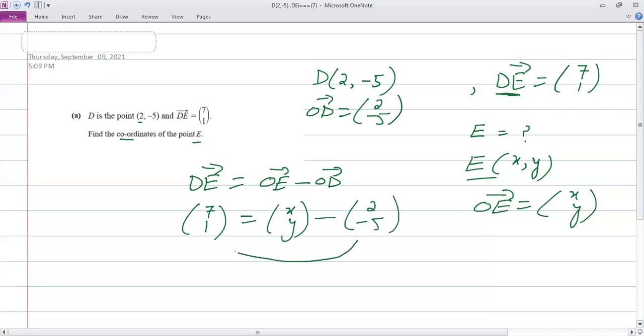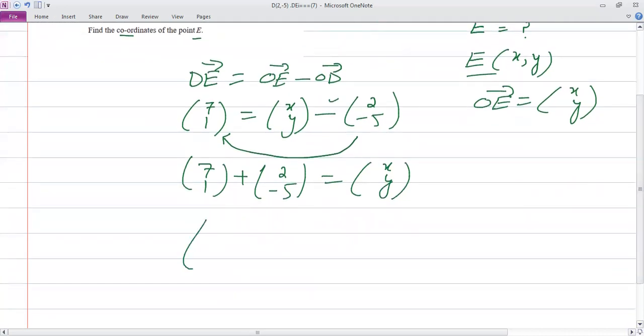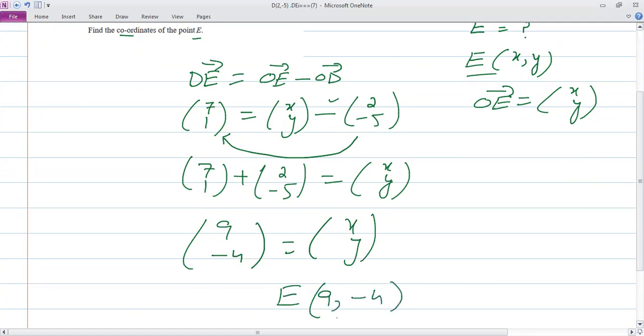You can shift this whole thing to the other side. It is subtracting on this side, so on the other side it will add. Because actually you want to find x, y. It's (2, -5), because this sign changes by shifting to the other side. So from here, 7 plus 2 is 9, and 1 minus 5 is minus 4. If you write it in the form of a coordinate, E will be x is 9 and y is minus 4.